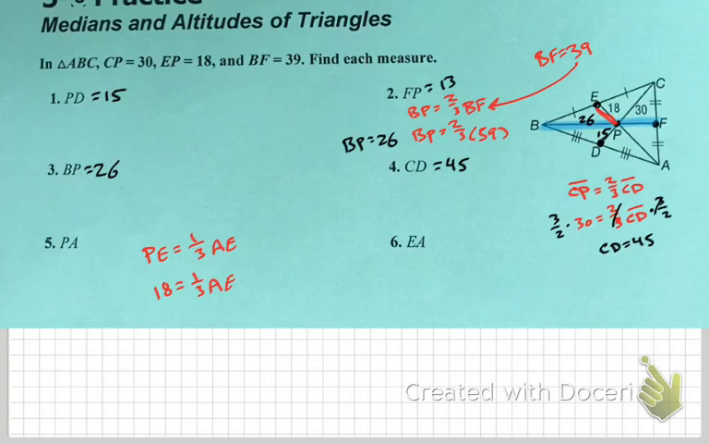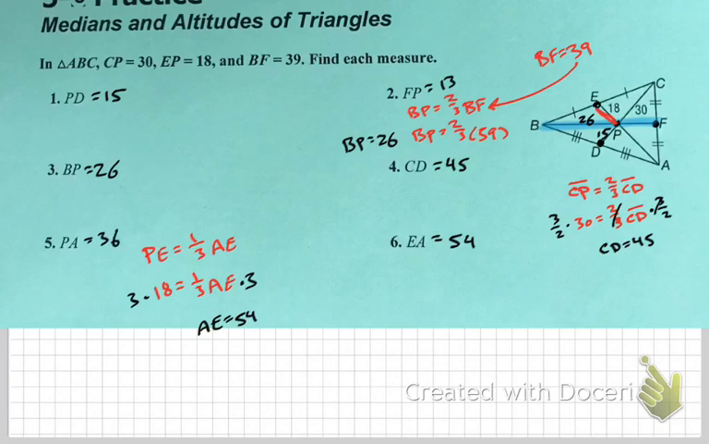So I'm going to multiply both sides by 3. 18 times 3 is 54, so that means AE equals 54. Just so happens we're trying to find that right there. Then to get PA, it's just 54 minus 18, which is 36.